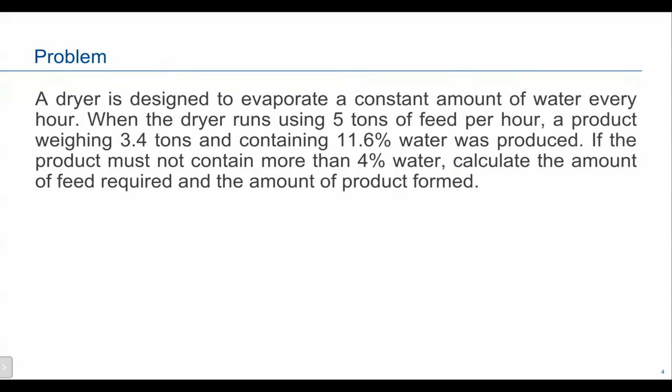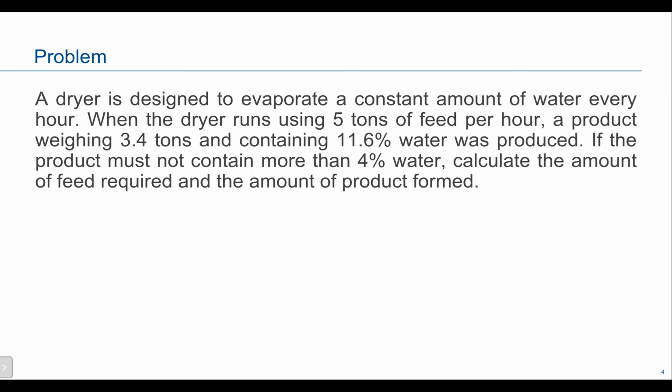So let's solve a problem involving the drying process. We have a dryer designed to evaporate a constant amount of water every hour. When the dryer runs using 5 tons of feed per hour, a product weighing 3.4 tons and containing 11.6% water was produced. If the product must not contain more than 4% water, calculate the amount of feed required and the amount of product formed. So kung mapapansin nyo sa problem na to, there are actually two drying cases, all right?